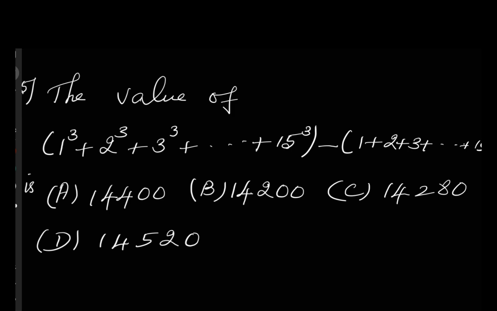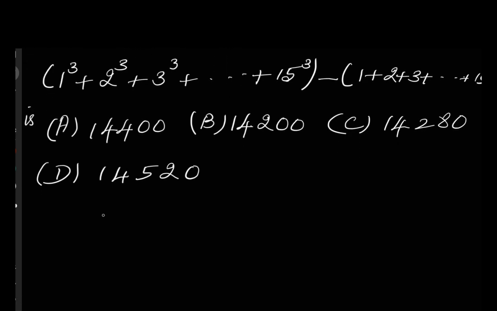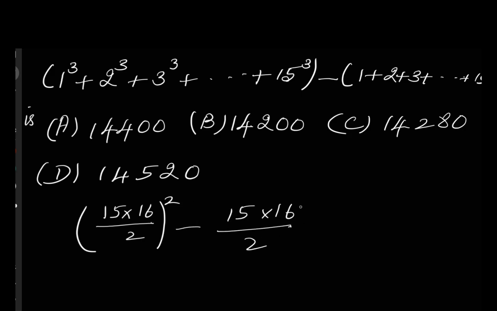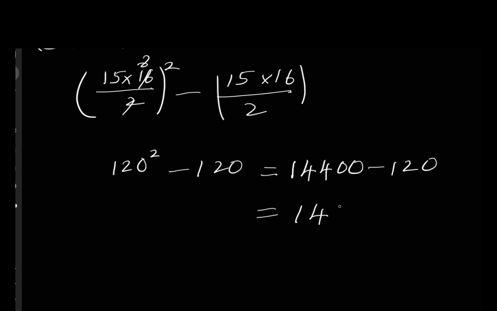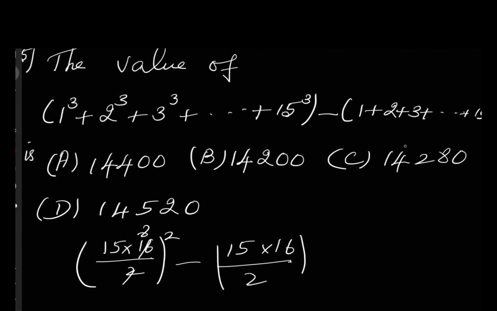See the next question. The value of 1 cube plus 2 cube plus 3 cube up to 15 cube, minus 1 plus 2 plus 3 up to 15. What is the value of this? The sum of cubes is n into n plus 1 by 2, the whole square. So 15 into 16 by 2 the whole square, minus 15 into 16 by 2. Cancelling, 8 times 15 is 120, so 120 squared minus 120. 120 squared is 14400, minus 120 gives 14280. So this is option C.